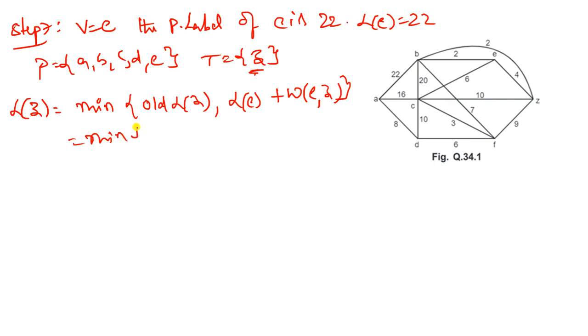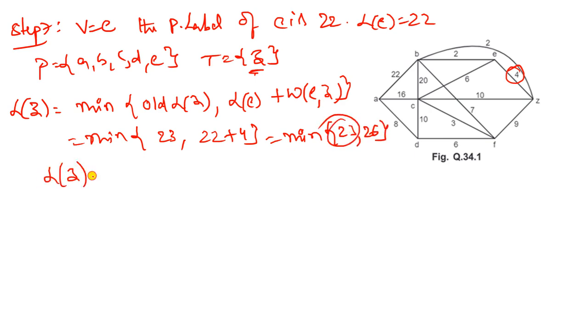Now minimum of old LZ value is 23. Okay, L of E value, what is the L of E value? 22 plus E to Z. Is there a path existing from E to Z? Yes, there is a path between E to Z and the weight is 4. So now tell me 23 comma 22 plus 4, that is 26. Means what here? Minimum of 23 comma 26. What is the minimum value? 23. L of Z is equal to 23.